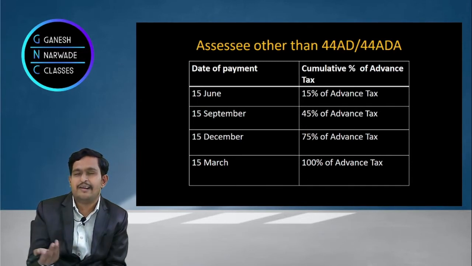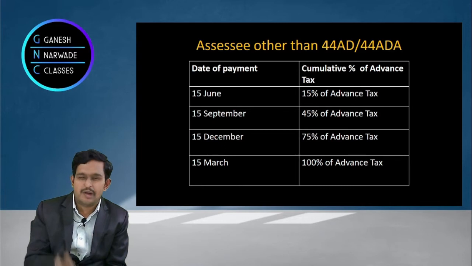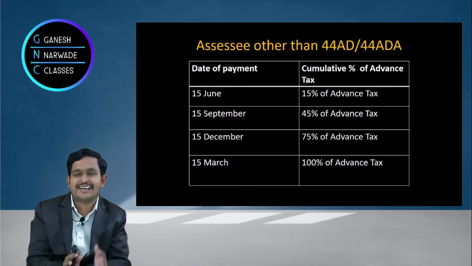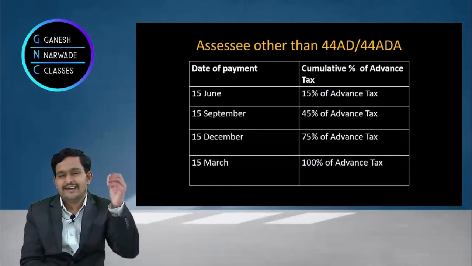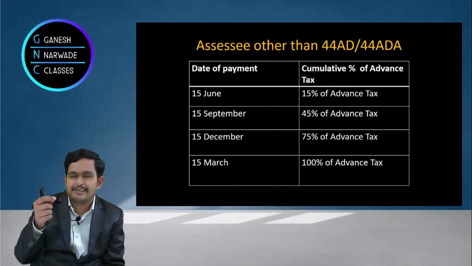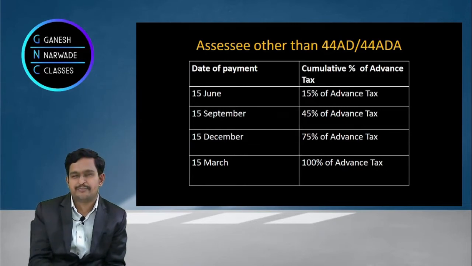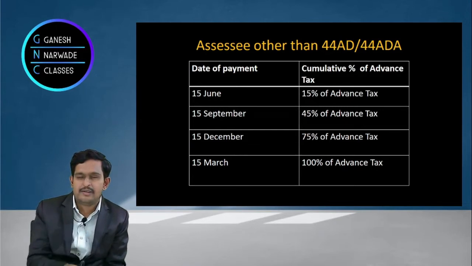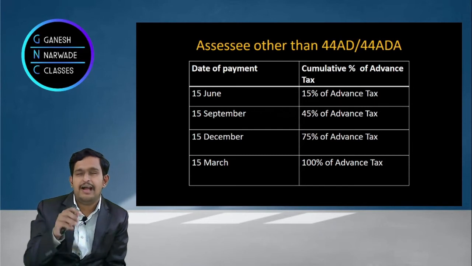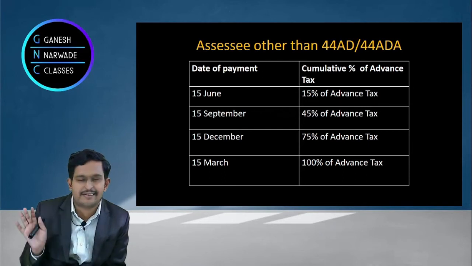For what? For us what? You have so many installments, so let us pay accordingly. See, the list of installments is given: 15th June, 15th September, 15th December, 15th March. These are the due dates. According to this, you have to pay a cumulative percentage of advance tax.